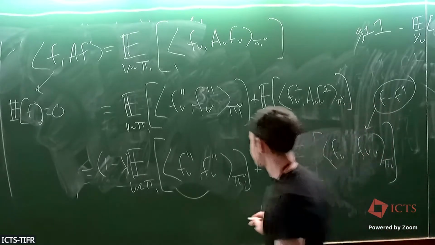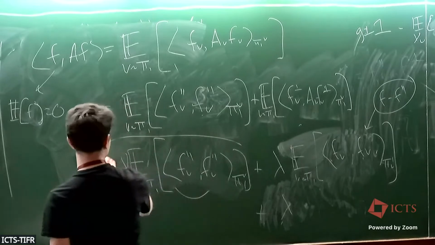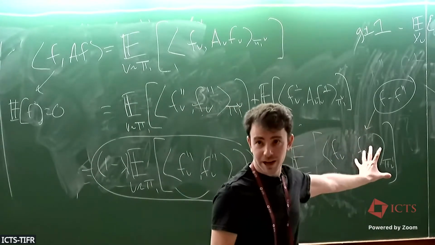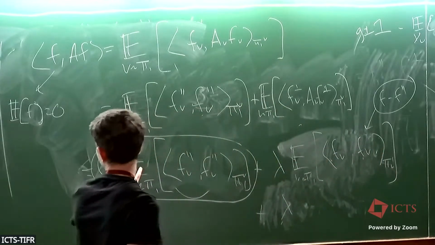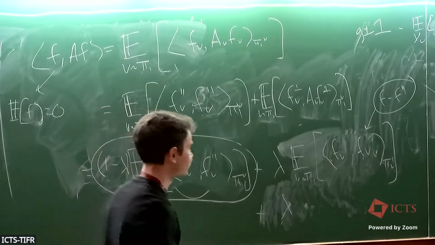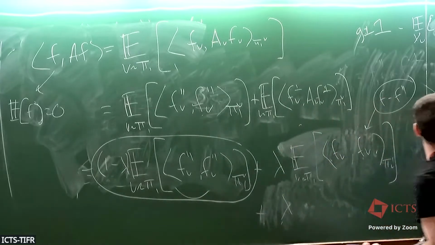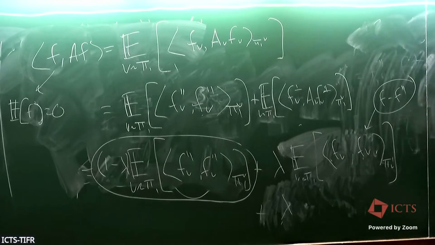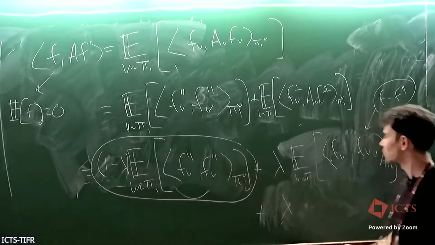Okay, so we're left with bounding this term. I said we handled the orthogonal term using expansion. Now we have to analyze this parallel term, and once we do this, we're going to be done. Okay, so let's look at this inner product.